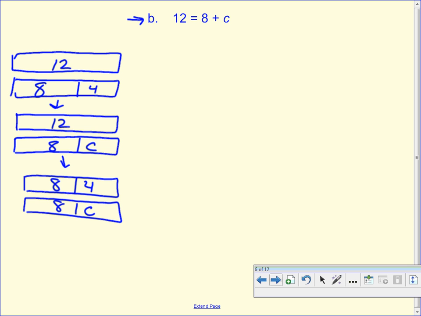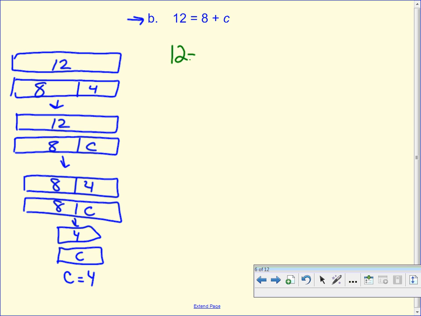So now if I ignored those 8s, I could see that 4, whoops, that was a terrible box, equals C. So C equals 4. So that's my tape diagram. Let's try it algebraically.